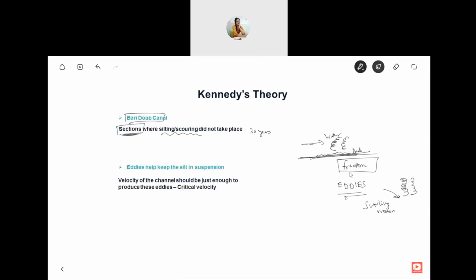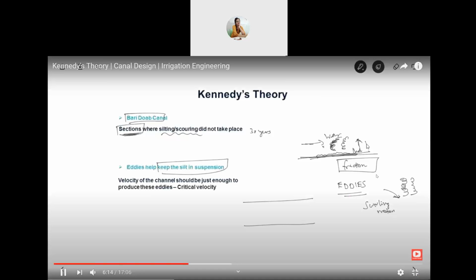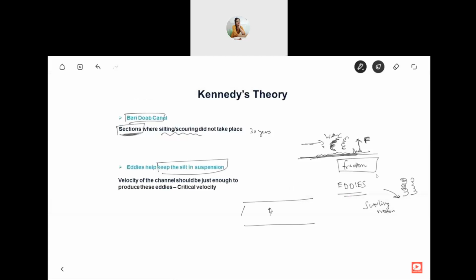So when these swirls are formed, it helps keep the silt in suspension. Whatever silt is there, it helps keep it in suspension. So this vertical component of eddy is a force. When eddies are formed, there is an upward force. So the vertical force pushes the particles up. Whichever particle is below, because of the swirling motion of water, it goes up. That force brings it upwards. And because each particle has a weight, it again goes down. Again the swirling motion is formed.